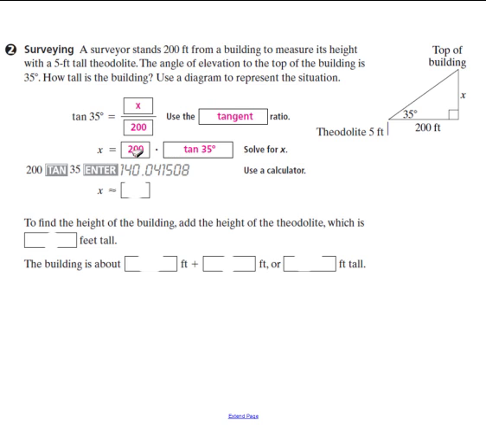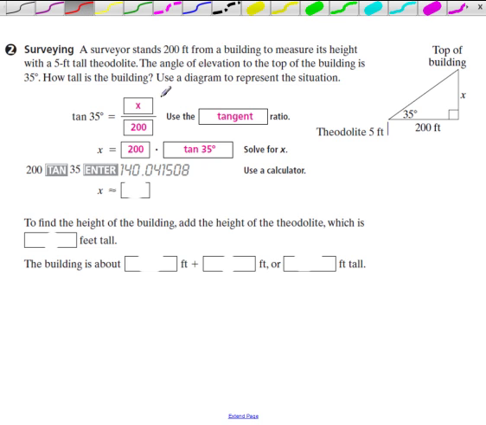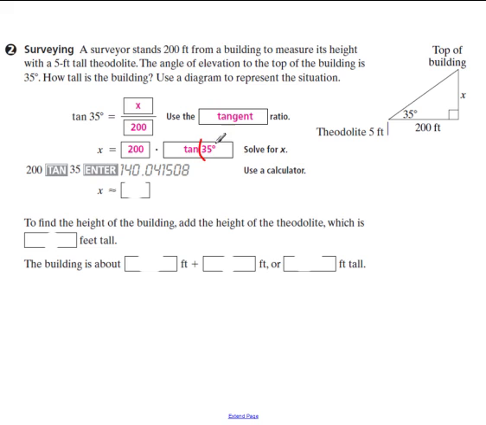Note, you cannot multiply 200 times 35, then do the tangent. Okay, think of this as, we can think of this as always having brackets. I actually prefer to write it that way. Right? So I always draw brackets around my angles. That way I know that I have to do the tangent of 35 first, then I can multiply by 200. But you cannot do 200 times 35, then take the tangent.